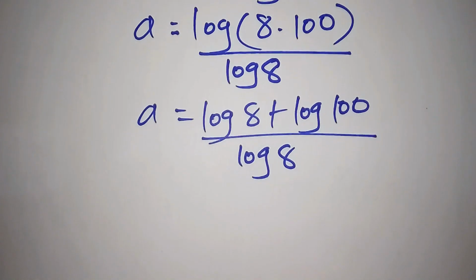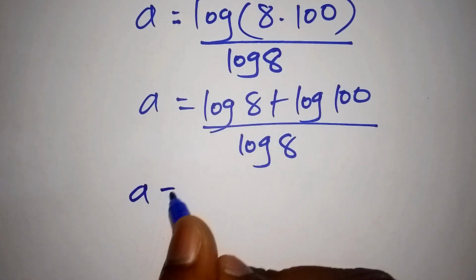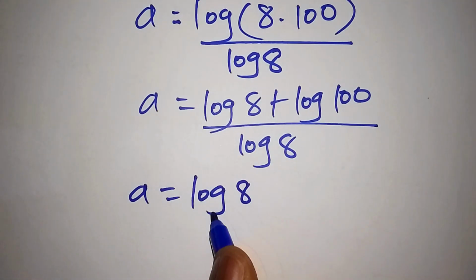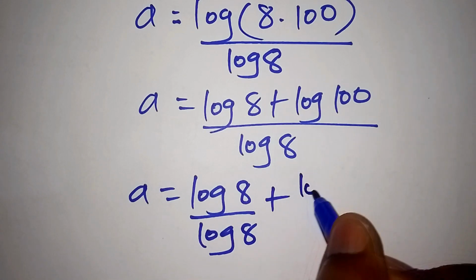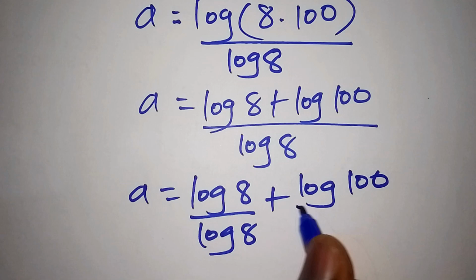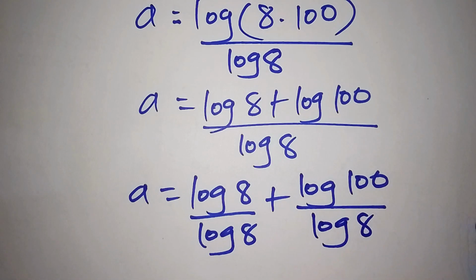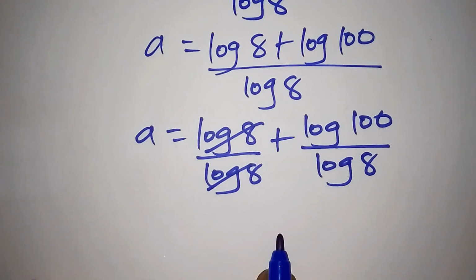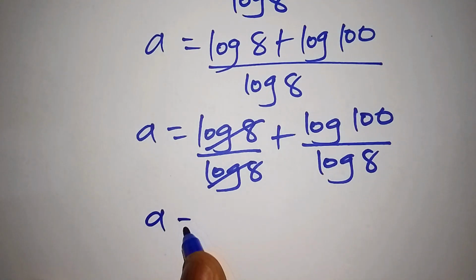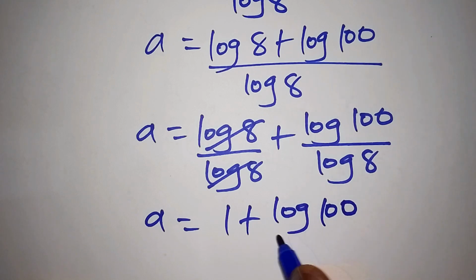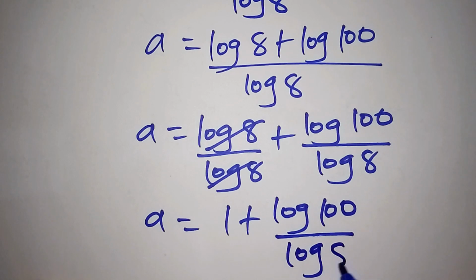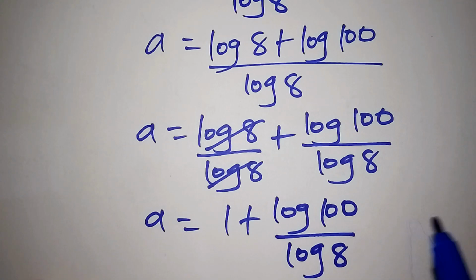So let's now divide both sides by the log of 8. A is equal to the log of 8 all over the log of 8, plus the log of 100 all over the log of 8. The log of 8 and the log of 8 shall cancel. When it cancels, it shall remain with 1. So the value of a is equal to 1 plus the log of 100 all over the log of 8. So let's now simplify this within the shortest time. Now we can conclude it by saying that.